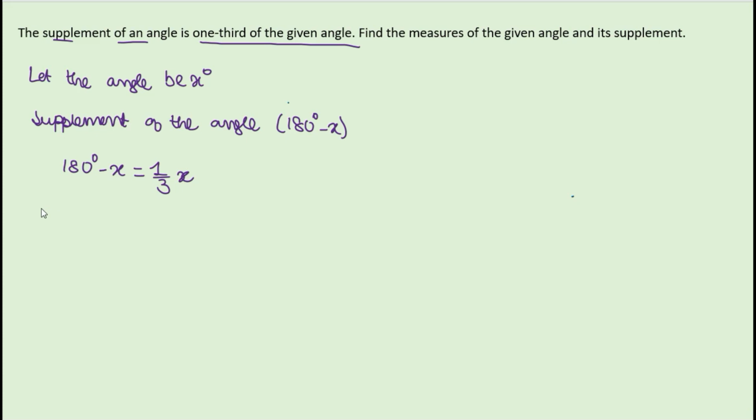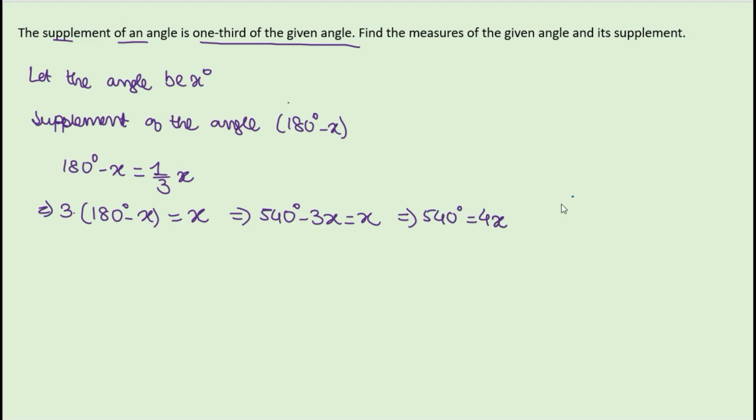So you will do cross multiplication here. 180 degree minus x equals 1/3 of x, so 3 times 180 degree minus x equals x. So this becomes 540 degree minus 3x equals x. So 540 degree equals 4x. Let's see, this will roughly give you 135 degree. So x equals 135 degree.